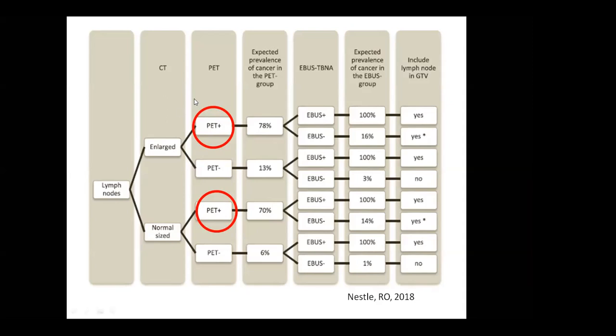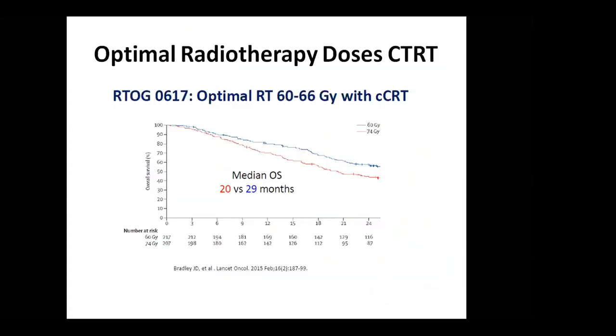And for the PET negative lymph nodes, irrespective of whether the nodes are enlarged or non-enlarged, it's a value judgment. The chance that you might miss a node if you exclude these regions is somewhere in the range of 6 to 13%. That's the data that we have from the Western countries. Unfortunately, we don't have this kind of data from India as of now.